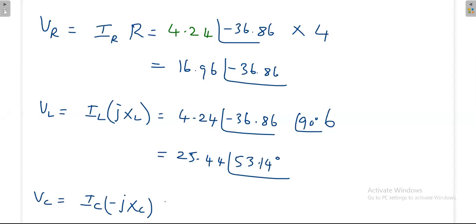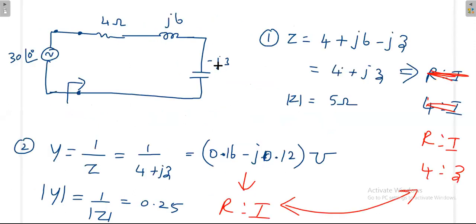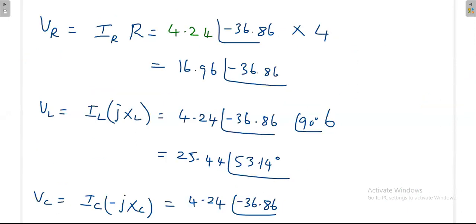Next, VC. VC is equal to IC times minus jXC. What is the IC value? 4.24 angle minus 36.86. Then what is minus jXC? That is minus j3. Minus j means minus 90 degrees. So minus 90 degrees and 3. So finally the answer is 12.72 angle minus 126.86 degrees.